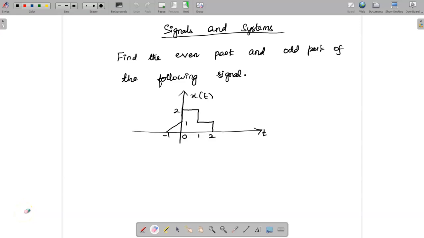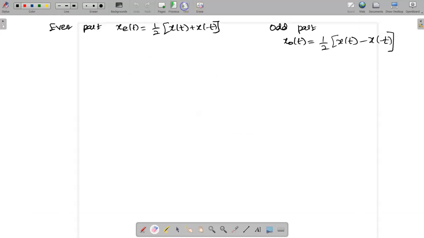Hello students, today we are going to see how to find out the even part and odd part of the given signal, that is x of t is given. Okay, so we have the formula for even part. X e of t is 1 by 2 times x of t plus x of minus t, and odd part x o of t is 1 by 2 times x of t minus x of minus t.